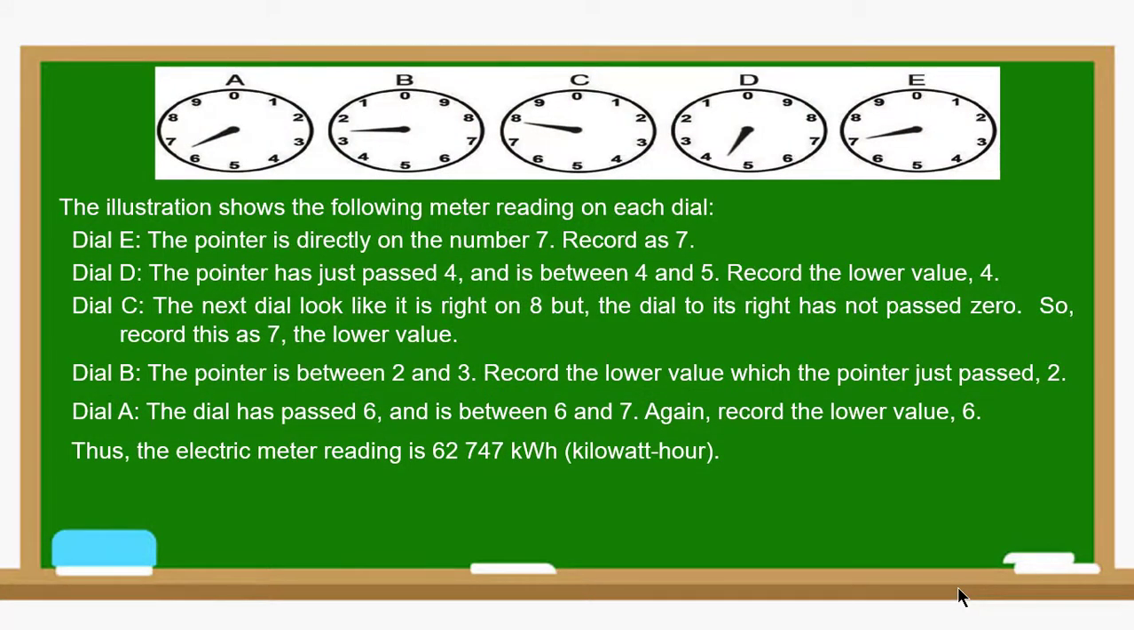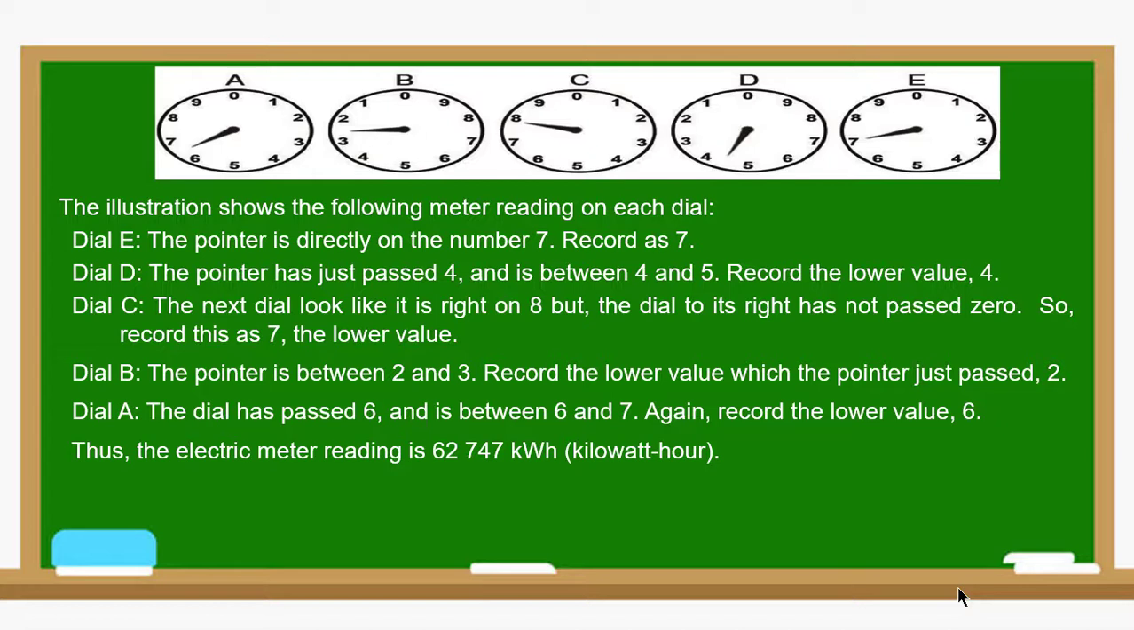The illustration shows the following meter reading on each dial. Dial E, the pointer is directly on the number 7, record as 7. Dial D, the pointer has just passed 4 and is between 4 and 5, record the lower value 4. Dial C, the next dial looks like it is right on 8, but the dial to its right has not passed 0. So, record this as 7, the lower value.